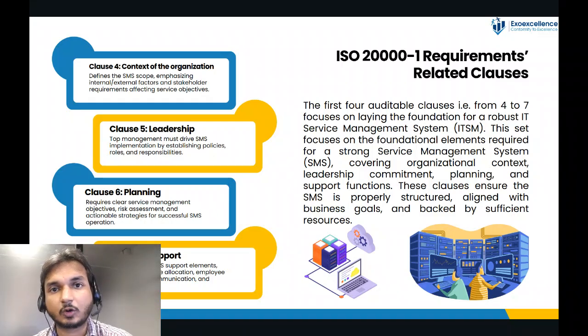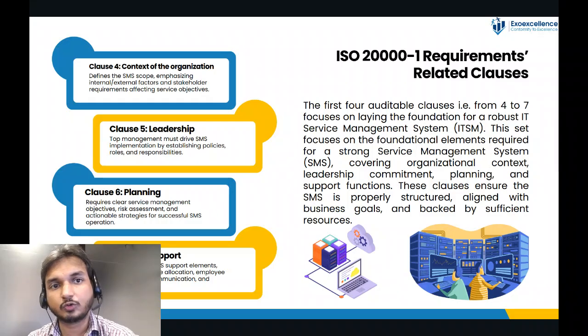Then we have clause 6, which is the planning clause, where organizations need to identify risks and opportunities impacting the IT service quality. Strategic planning ensures continual service improvement and compliance with the business goals. Risk assessment and mitigation measures are mandatory for the service reliability.